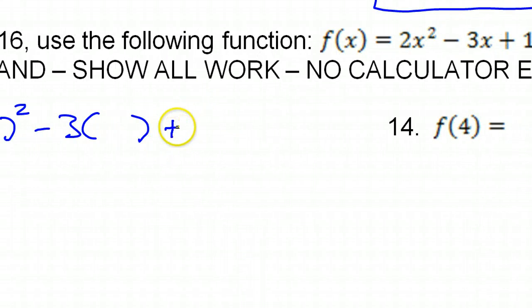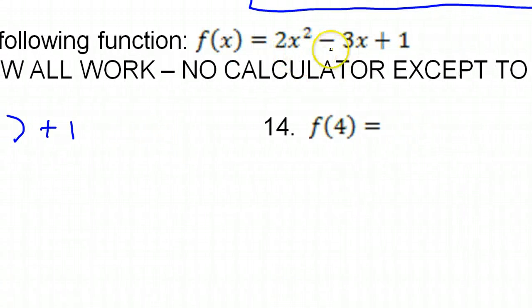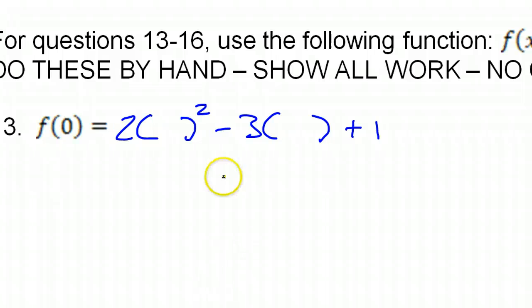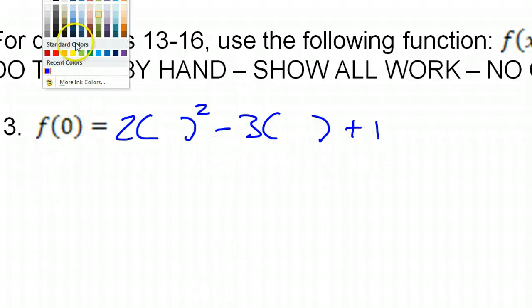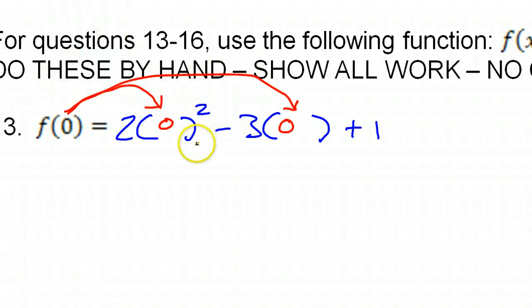So if you evaluate this by hand, like you should, then, well, 0 squared is just 0. 2 times 0 is 0. So I'm clearly just going to get 0. Minus 3 times 0 is 0. And then plus 1. So all these zeros, I didn't really even have to write them down. Okay, so the net result is 1. Okay?